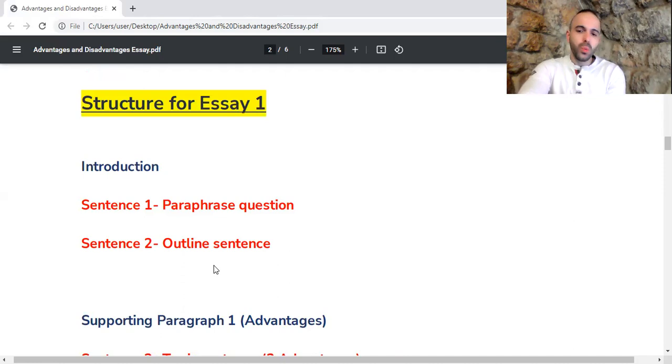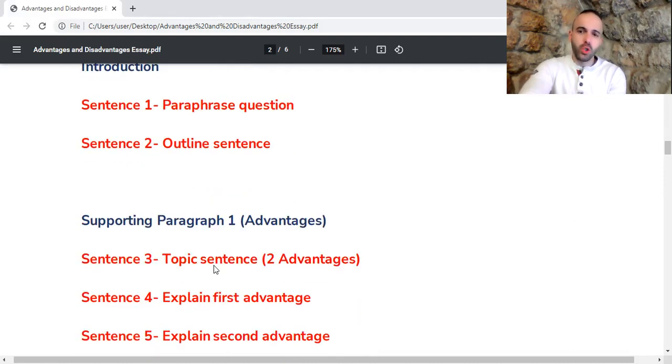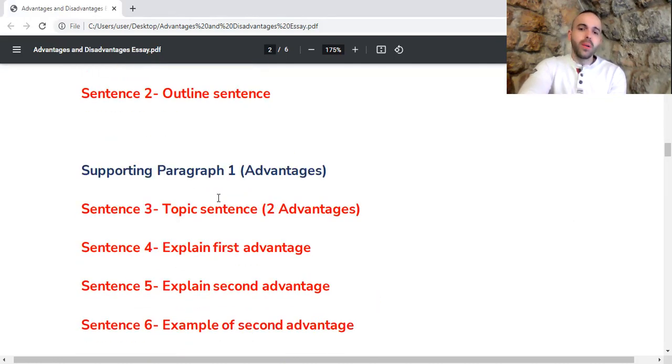Okay? Moving now to supporting paragraph 1, which is the advantages. So you need to start with a topic sentence where you outline the advantage or the two advantages. I personally recommend, as I have stated before in my problem solution video, which you can check out again, that everyone only use one advantage or one disadvantage. Don't use two. Okay? You can use two, by the way.